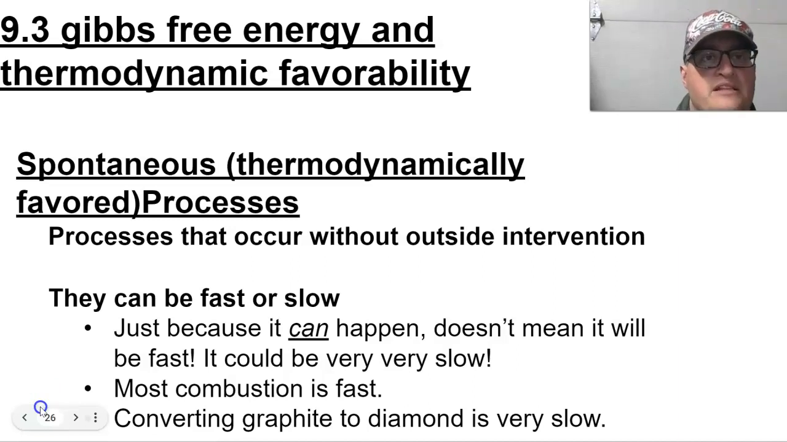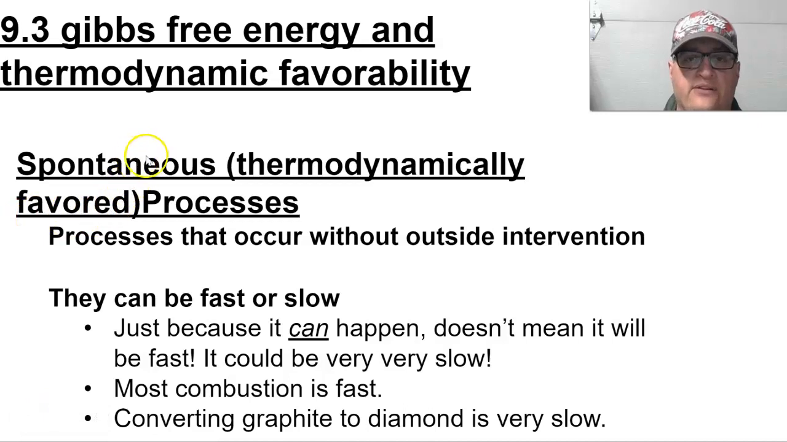Okay, this is 9.3, Gibbs free energy and thermodynamic favorability. So this is going to be kind of a long one, although some of it's going to be review and some of it's going to be new. Spontaneous, also known as thermodynamically favored processes. So you'll see a lot of TFs because I want to try to avoid using spontaneous because that's easily misinterpreted throughout science. These occur without outside intervention.